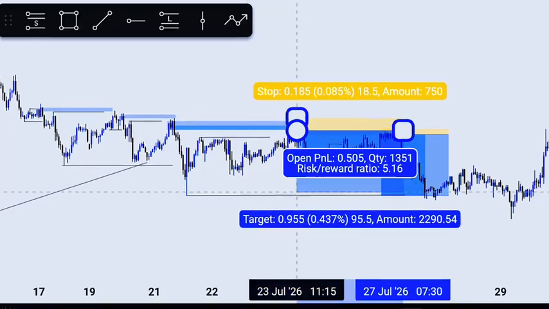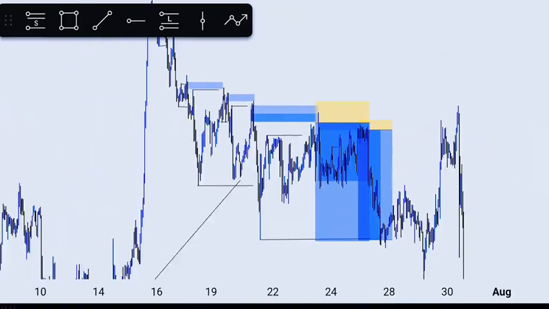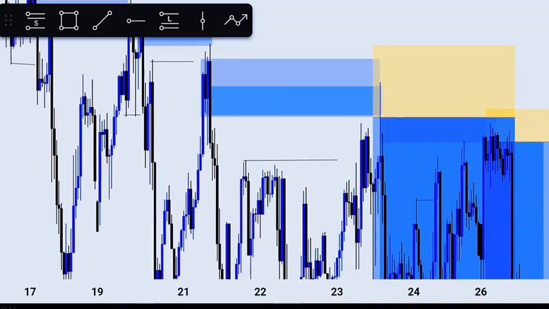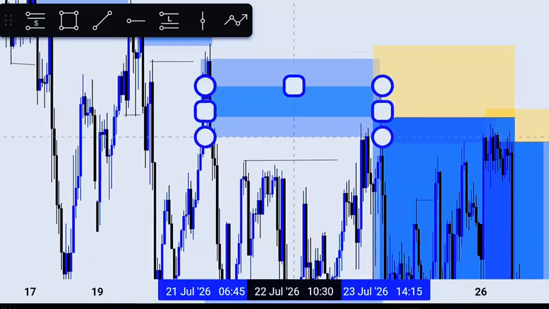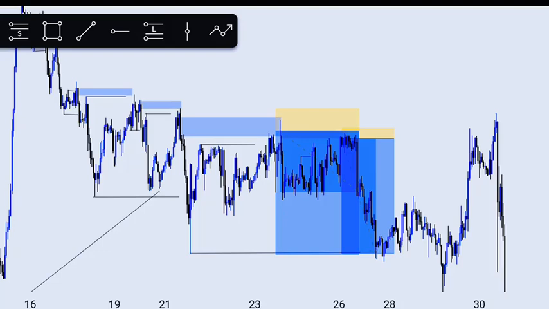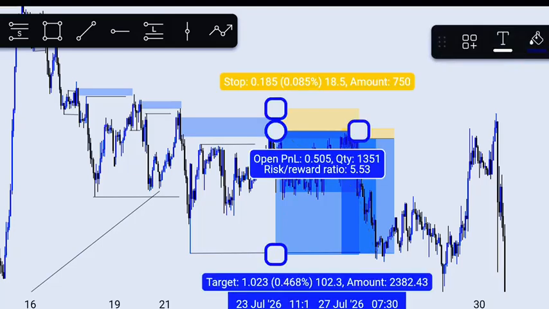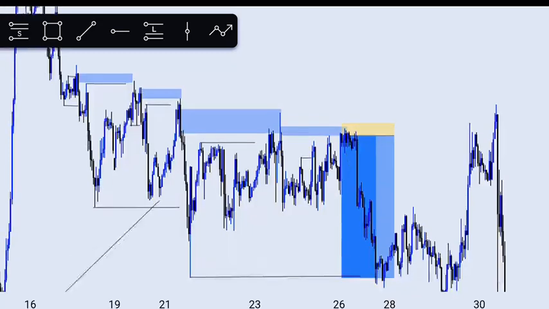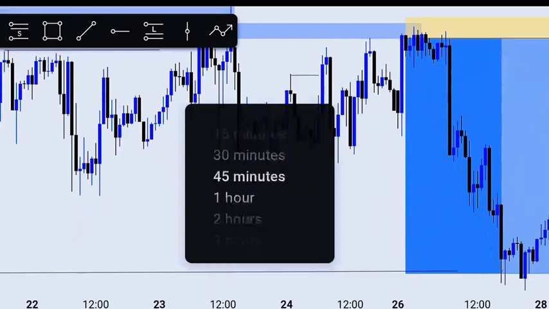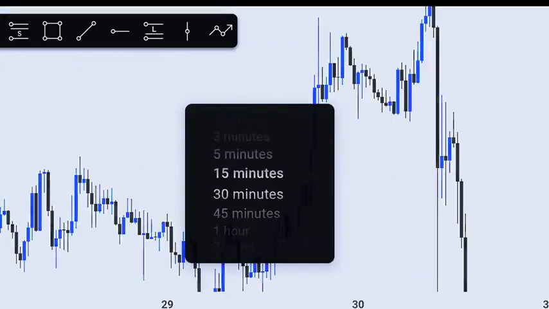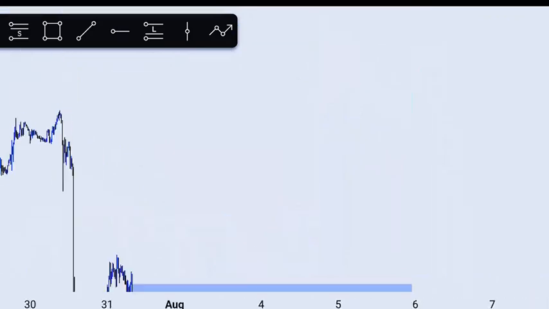So I ended up not entering directly from that zone. I decided to use confirmation entry because the risk to reward would be very low. I think it was 1:3 or thereabout, 1:2 when I took it. So I decided to use confirmation entry. I went lower to the 15 minutes time frame and waited for price to shift.